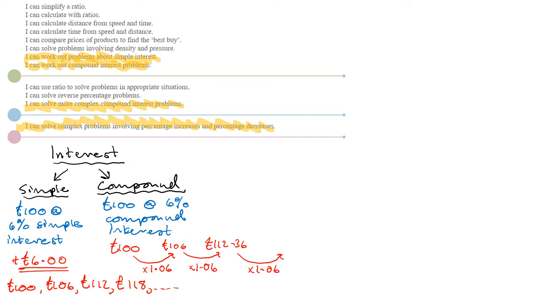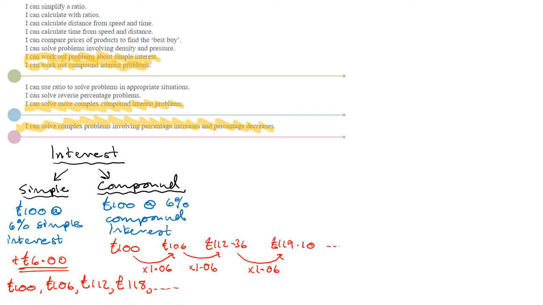So 112.36 times 1.06 again. Now I get £119.10, rounded to the nearest penny. So you can see with the compound interest, you get a little bit more than you would with simple interest, because you're not working out 6% of 100, you're working out 6% of the last amount that you've got.